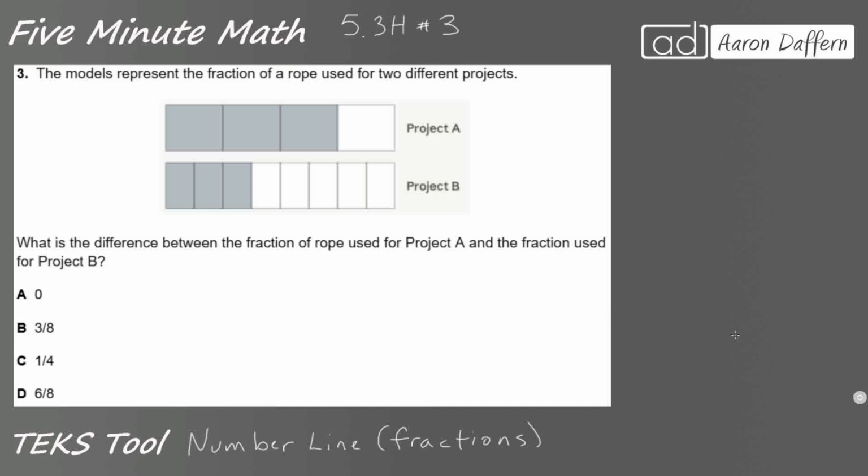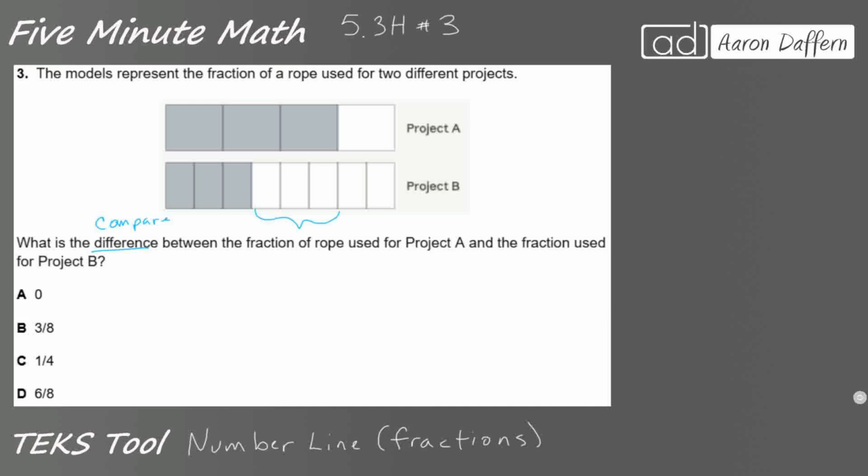So we've got two different models here. We've got a project A and a project B, and we're looking for the difference. All right, so we need to compare these two different lengths of rope for project A and project B. So let's take a look. We see that there's a difference here, right? And it's going to be like from here to here.